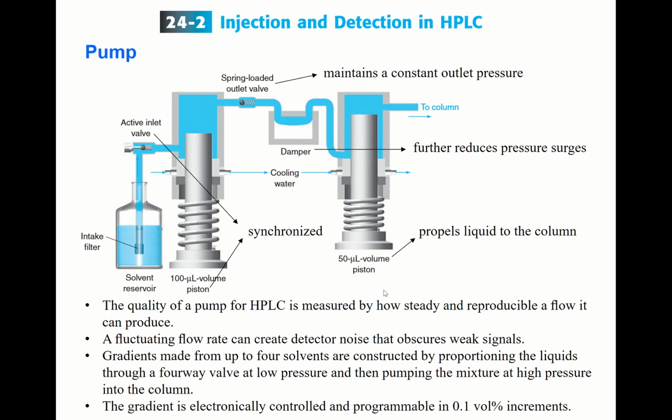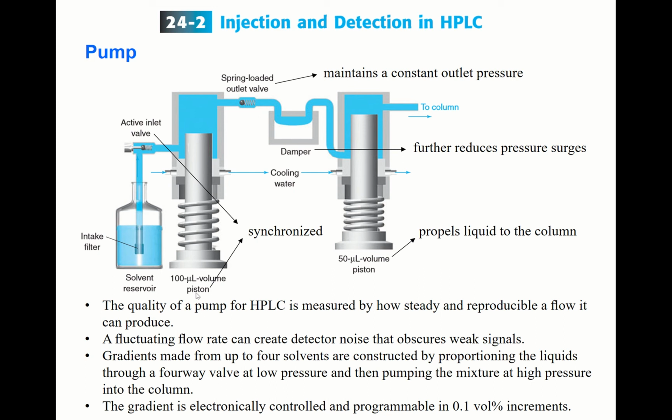Okay, here it has two pumps, here and there. A fluctuating flow rate can create detector noise and obscure weak signals. Okay, look at that. This is the solvent reservoir, and this is the intake with filter. Then it is taken in here by the active inlet valve, which is operating in synchronization with this pump.